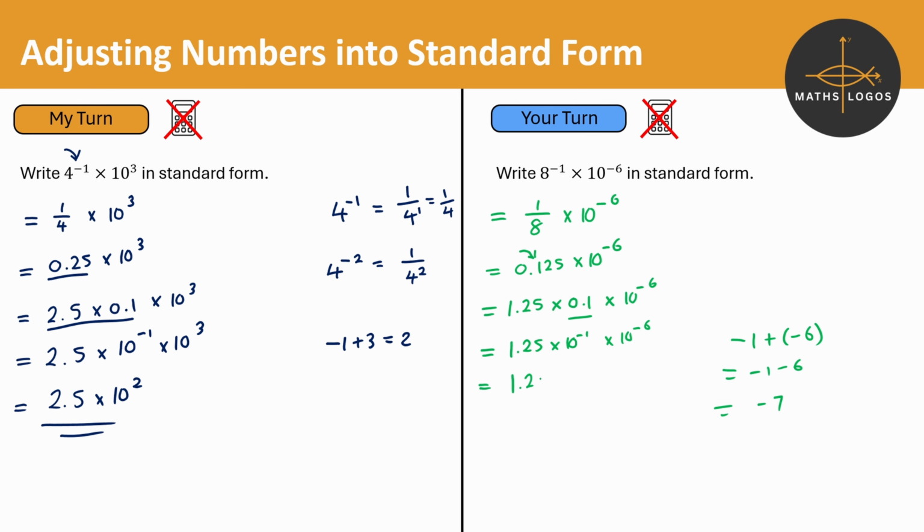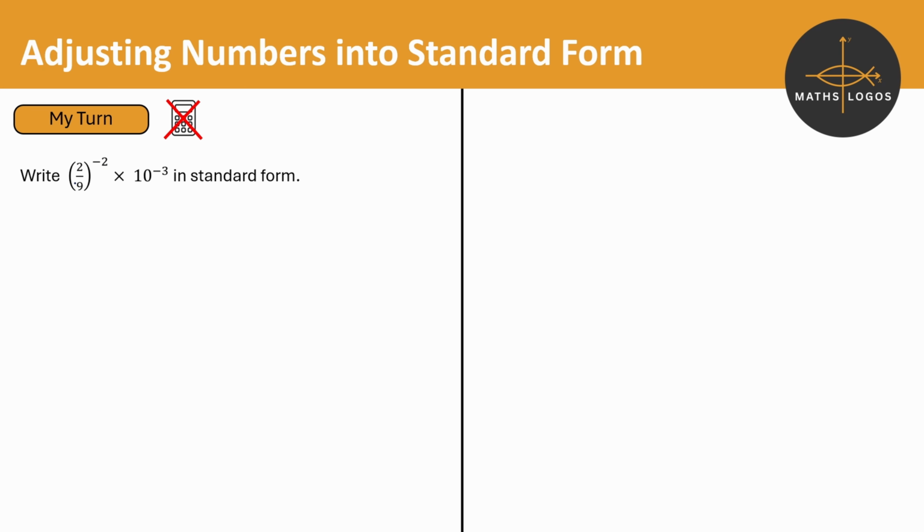My answer is 1.2 multiplied by 10 to the power of negative 7. All right, our last type of example, we've got a fractional coefficient raised to a negative power, and we've got a small power of 10 as well. So write 2/9 to the power of negative 2 multiplied by 10 to the negative 3 in standard form.